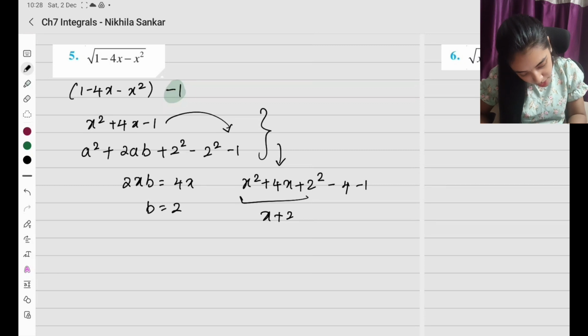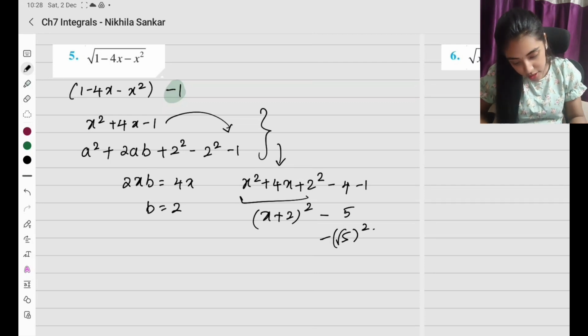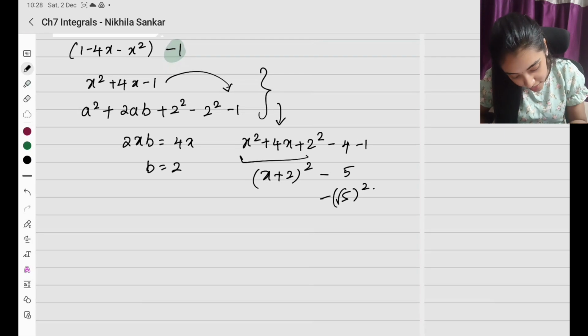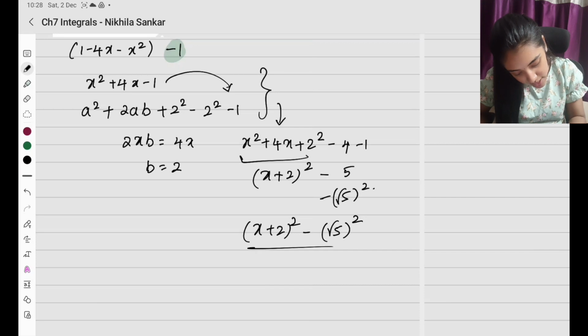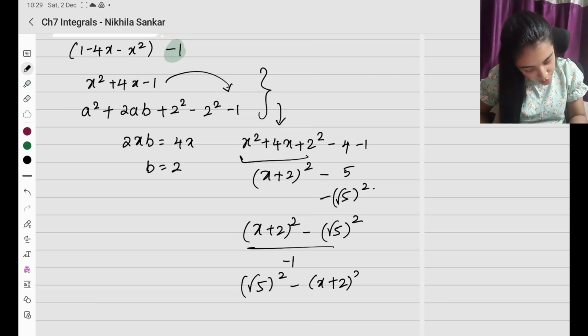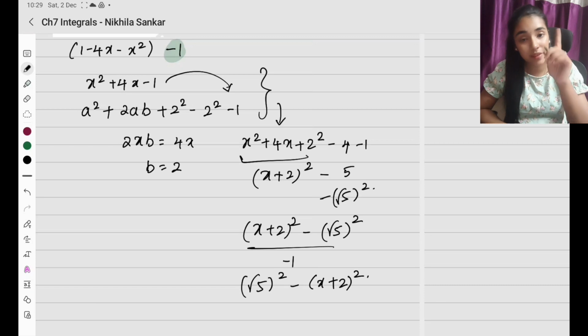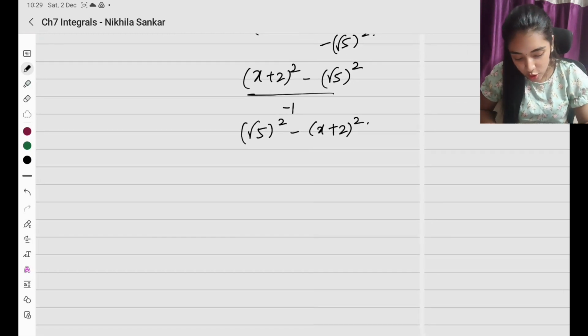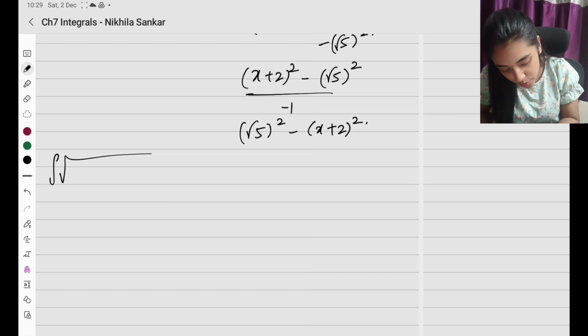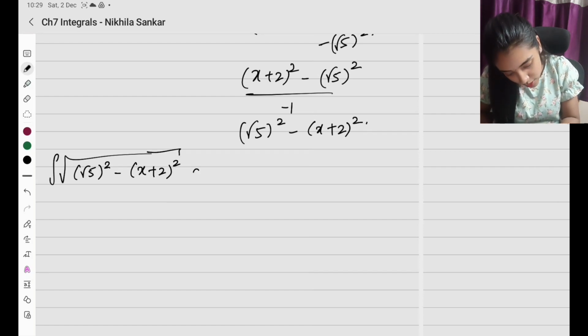So this is going to be x plus 2 the whole square minus 5, which is minus root 5 the whole square. So my question doesn't look like that. You have to remember that you have to divide by minus 1. So when I divide by minus 1, I'll have square root of 5 the whole square minus x plus 2 the whole square. Otherwise you would put the square root of x square minus a square formula. But here we use the square root of a square minus x square formula. So how does my question look like now? Integral square root of 5 square minus x plus 2 the whole square times dx.